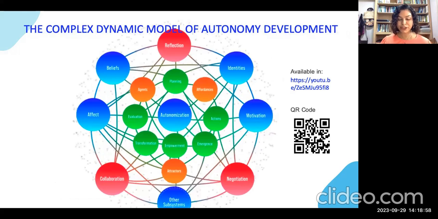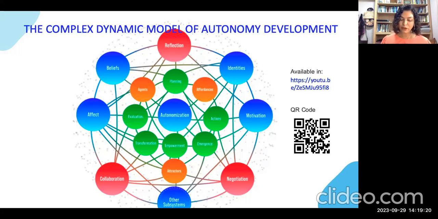In my research, the data generated showed how strong the impact of these subsystems was in the autonomization of the participants. And since this is an open system, here in the base of the model, there is also space for other subsystems that may impact autonomy along time.